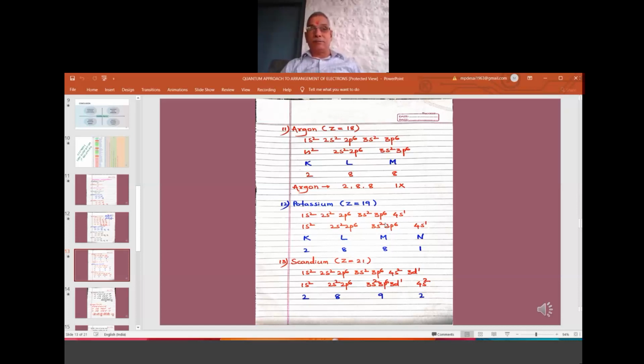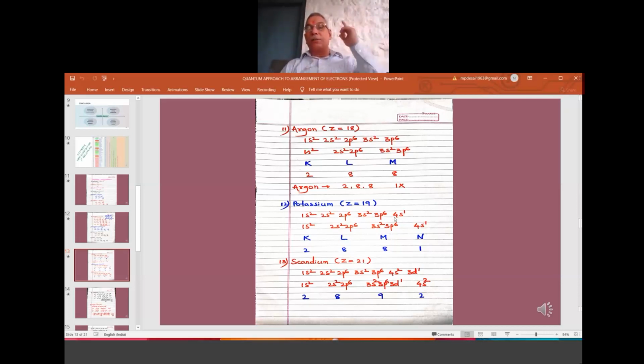Bohr's theory is now old. Now the quantum mechanical model is the new one. So according to the quantum mechanical model, where it has taken care of the many rules, and we wrote the Aufbau principle. According to the Aufbau principle, after the 3p, it is the 4s that comes, in the energy level diagram. So after 3p, 4s comes. Therefore, the 19th electron will go to 4s only.